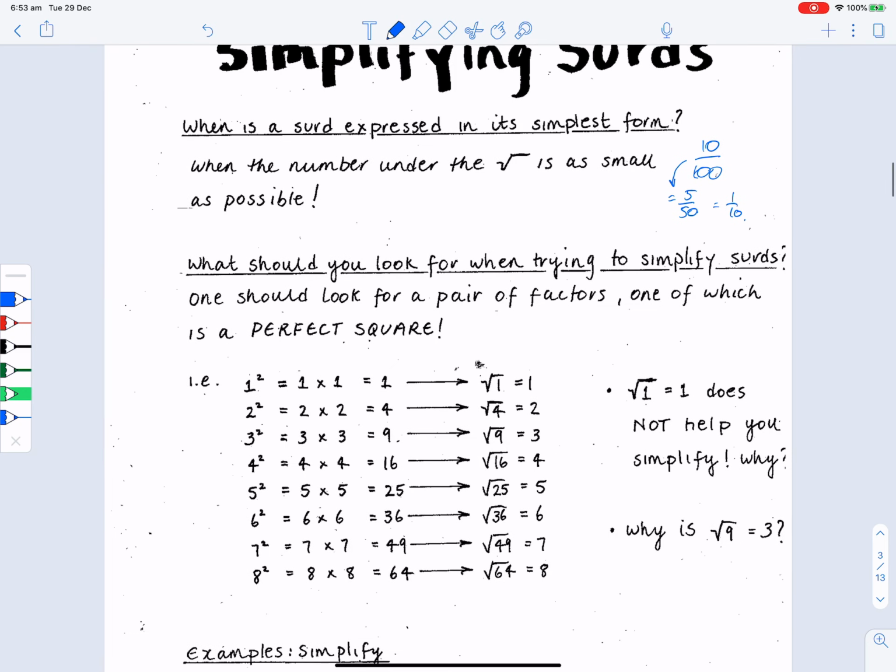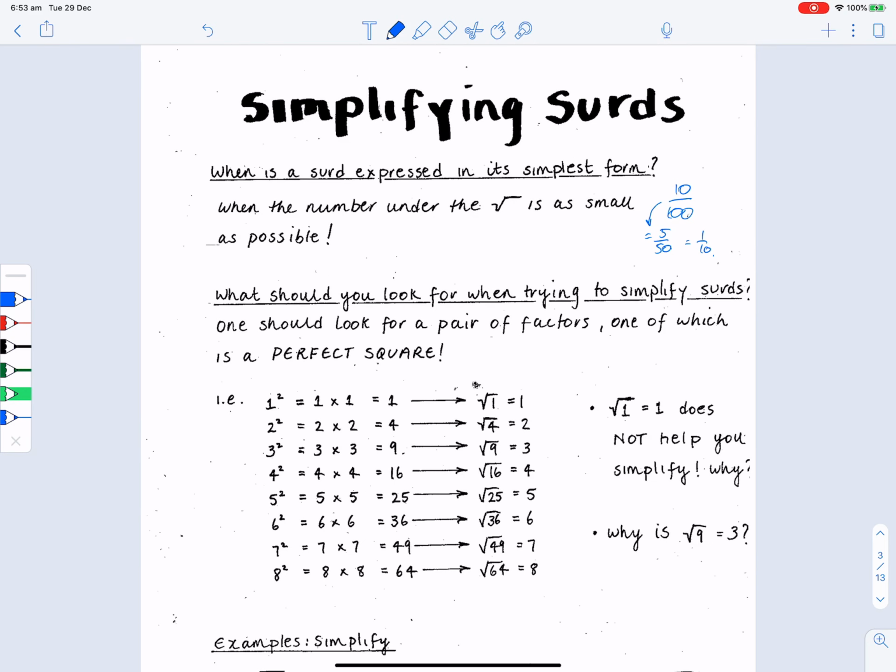So when do you know if you've simplified a surd completely? Well, you know when the number inside the square root is as small as possible. And you're going to see what we're talking about in a few minutes.